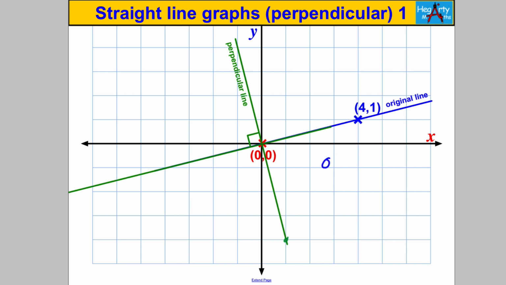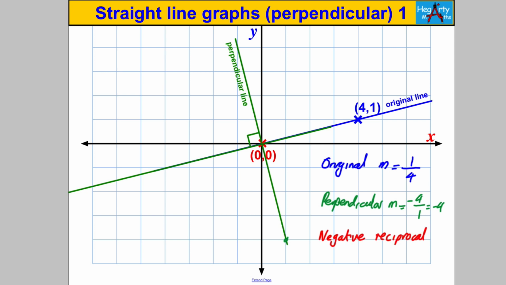So let's work out the gradient of my original line. As I move to the right by 4, I go up 1. Its gradient is a quarter. What about the perpendicular line? Well, as I move to the right one, I go down 4. So its gradient is negative 4. And again, these two gradients are the negative reciprocals of each other.